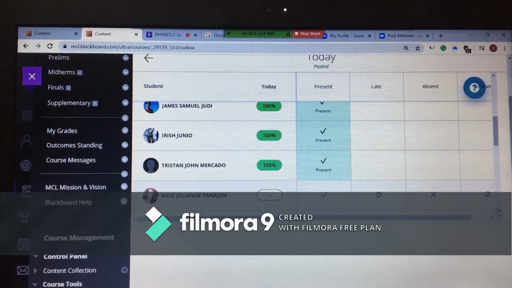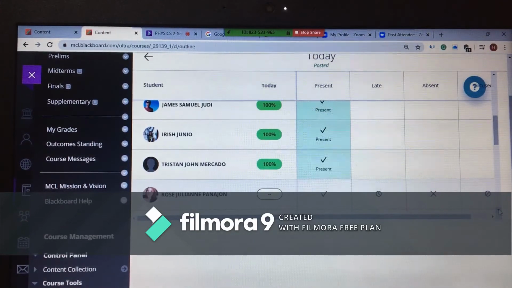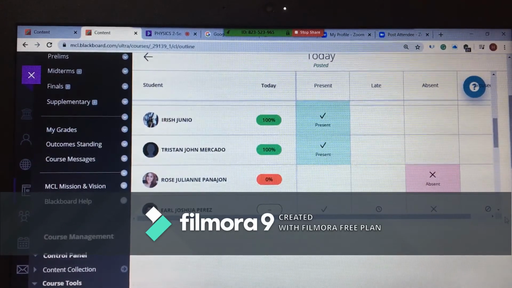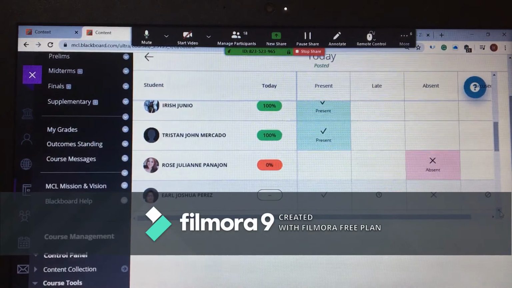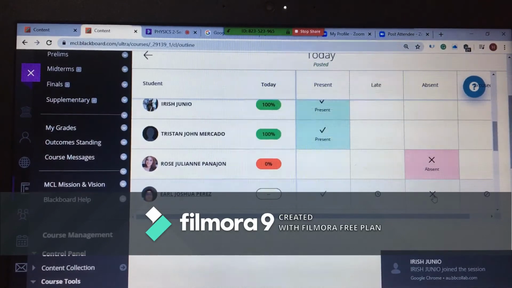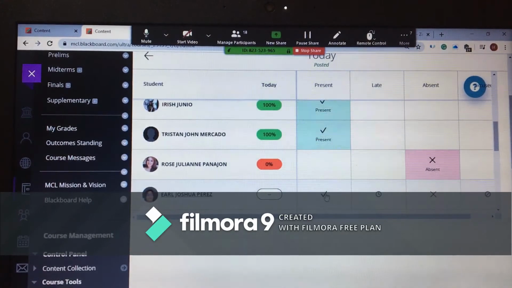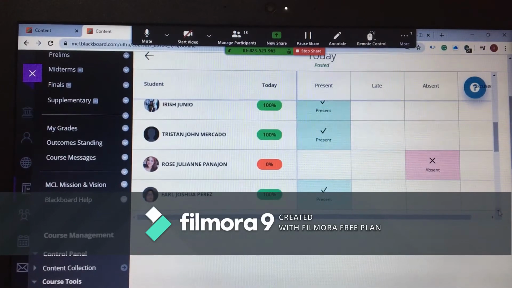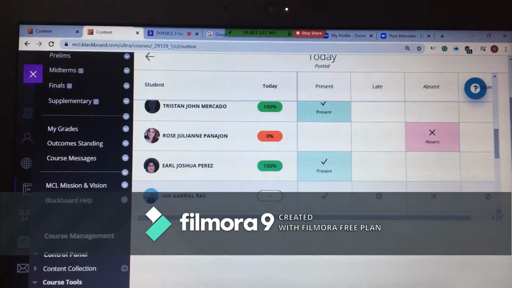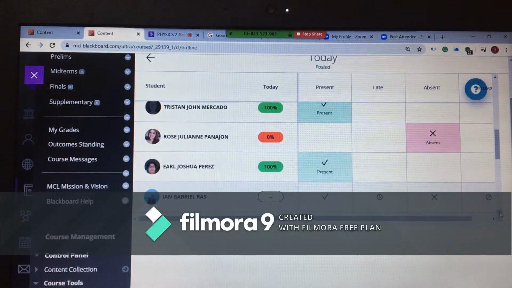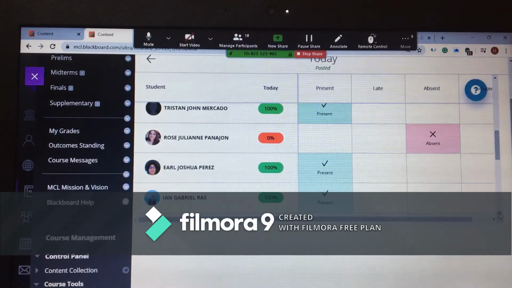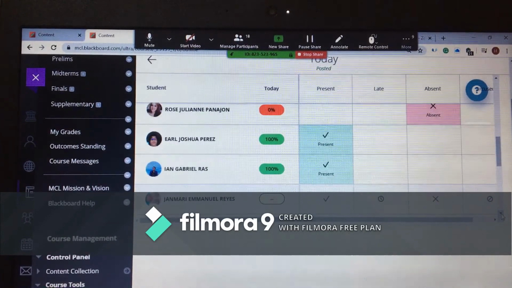Panahon. Panahon? Absent si Panahon. Perez. Perez absent? Present po. Sige, type your name. Type na ba? Type again, hindi ko nakita. Ras. Present po. Okay, type your name. Type again kasi hindi ko nakita. Reyes.